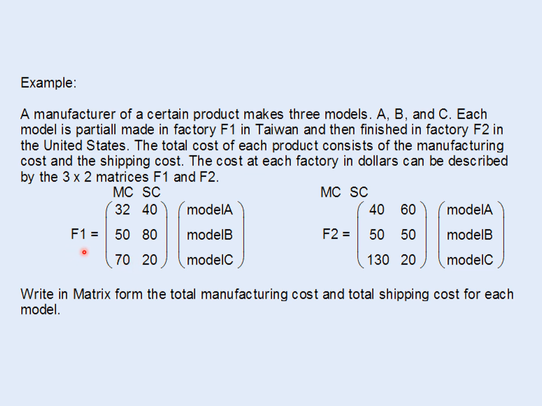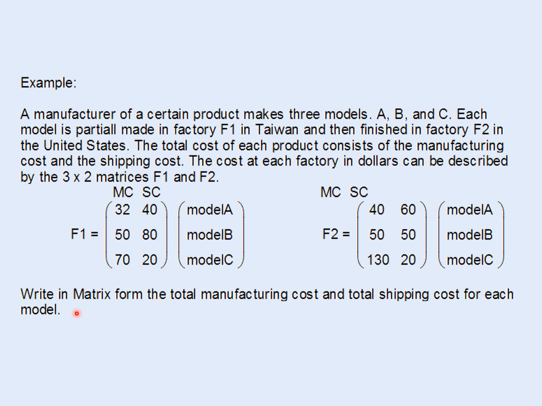So for factory 1 in Taiwan, the manufacturing cost and the shipping cost for models A, B, and C are 32, 40, 50, 80, and 70, 20. And these data are represented as a 3x2 matrix. For factory 2 in the United States, we have the manufacturing cost and the shipping cost for models A, B, and C, also represented by a 3x2 matrix.